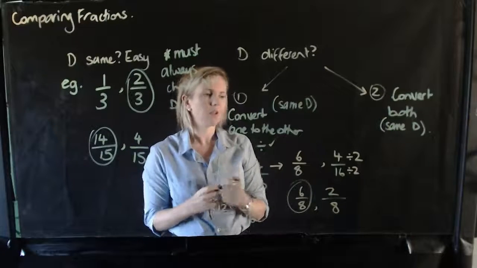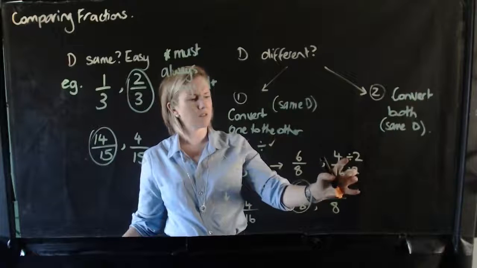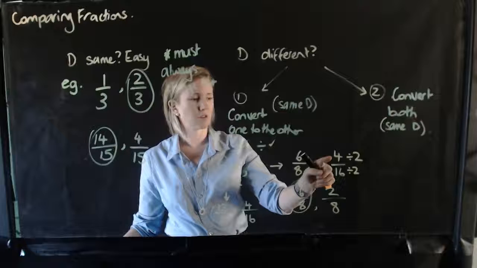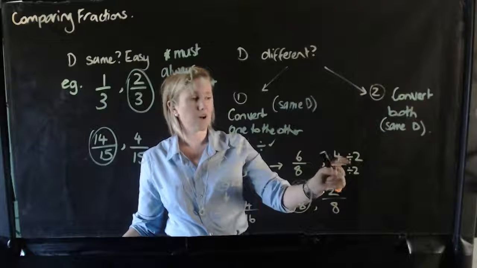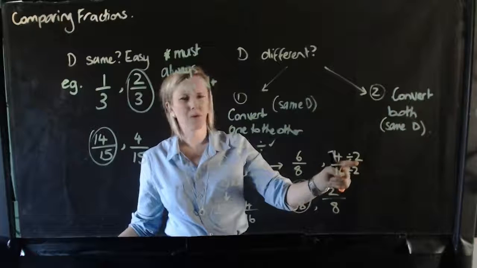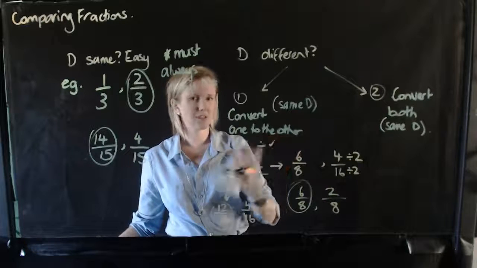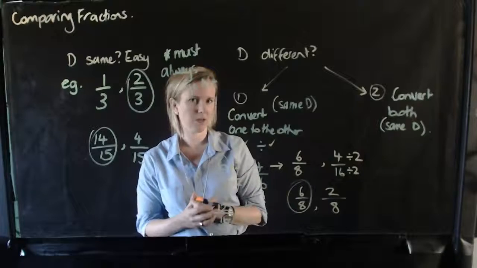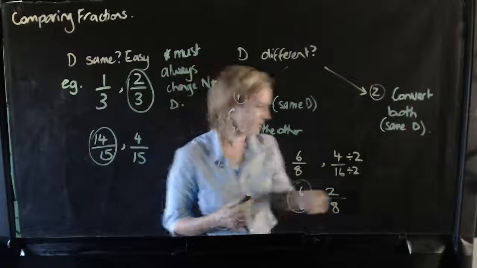Now if I couldn't easily divide, then it's very easy to times, but sometimes if this was a 3, for example, 3 divided by 2, then that's going to become quite messy. So I would suggest choosing the easiest one, be it timesing or dividing, to make the denominators match.